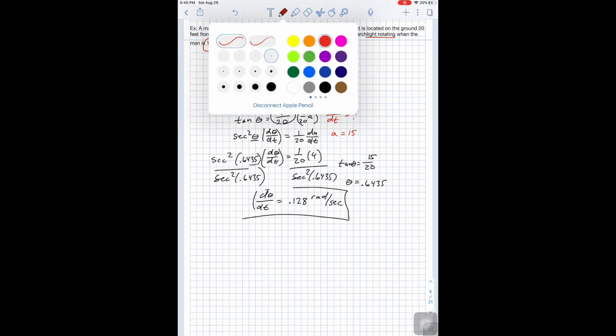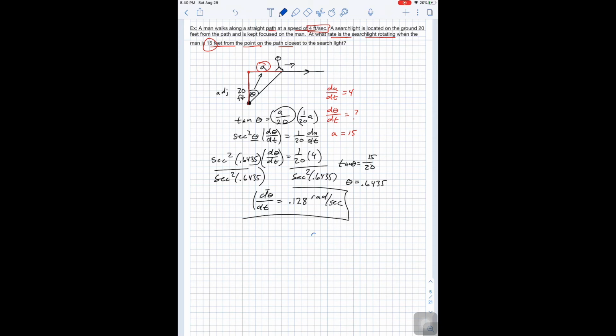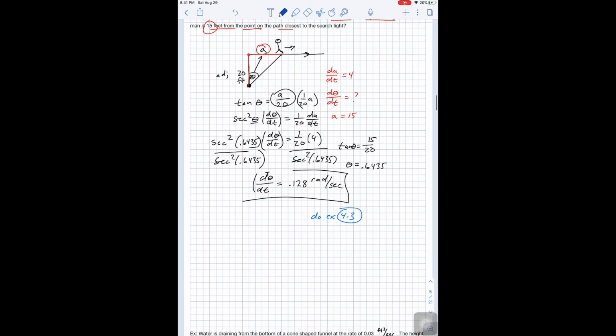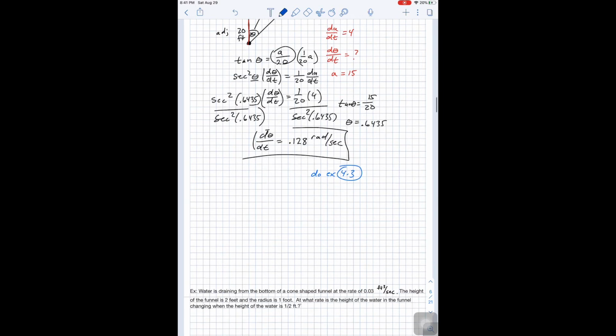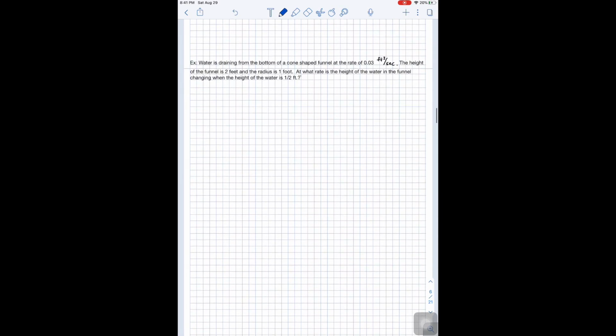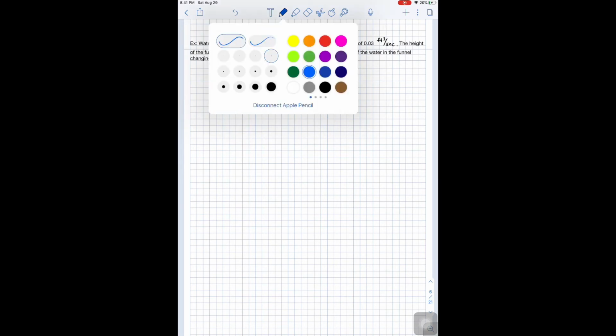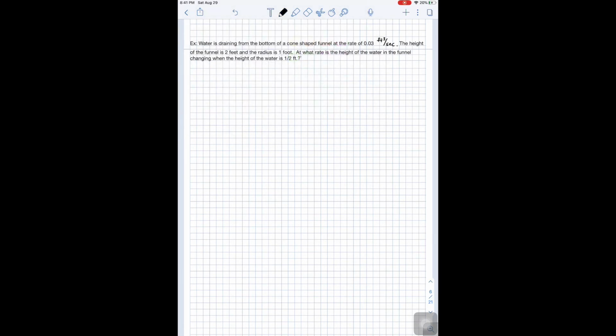Okay, you can now go do example 4.3. I think that's, yeah, 4.2, 4.3. And it's a very similar deal. You're going to set up a trig function and practice with that. All right, last one. I think this is our last one. I want you to have lots of examples.